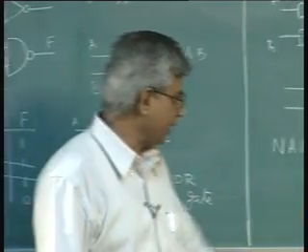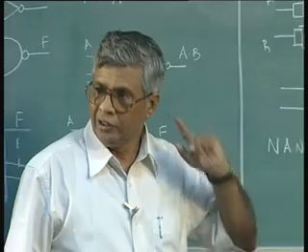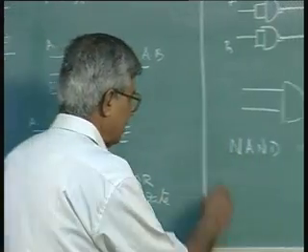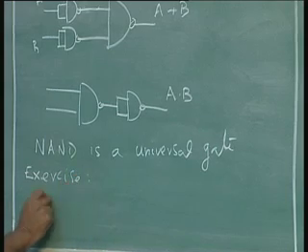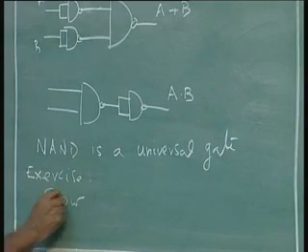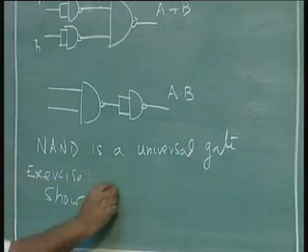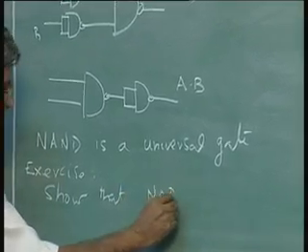Now I am going to give you an exercise. I am not going to do the same thing for NOR, you do the same thing for NOR. Exercise: show that NOR is a universal gate.